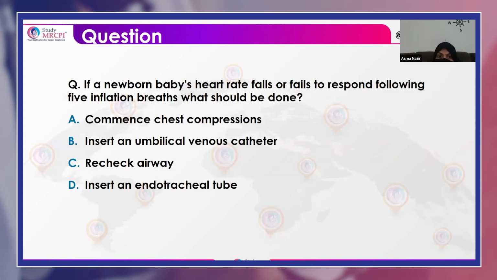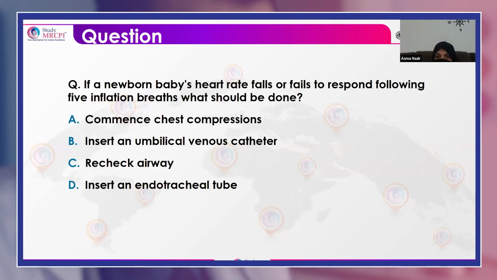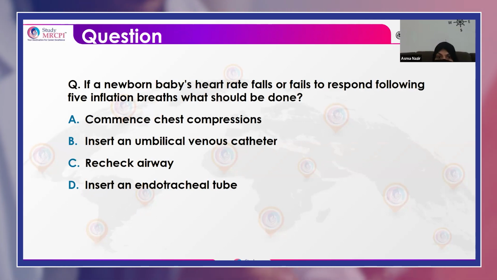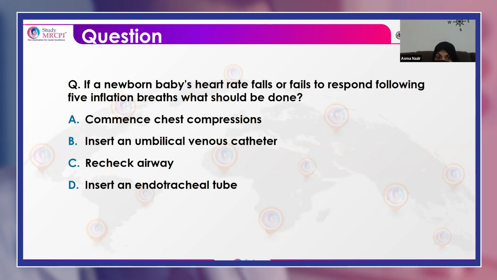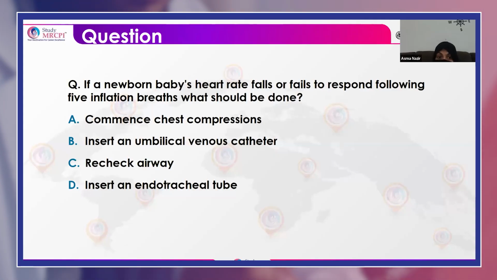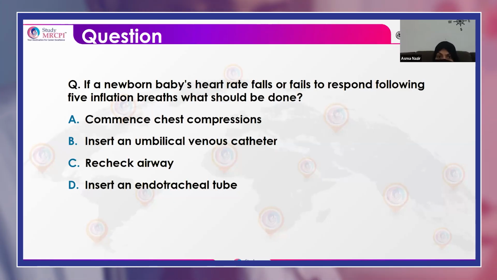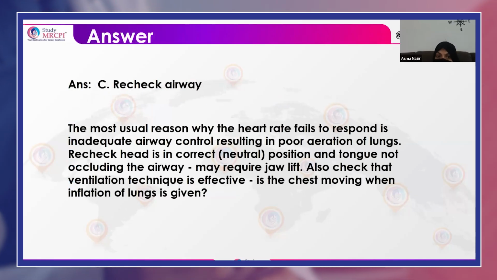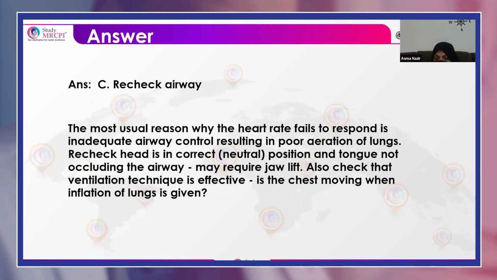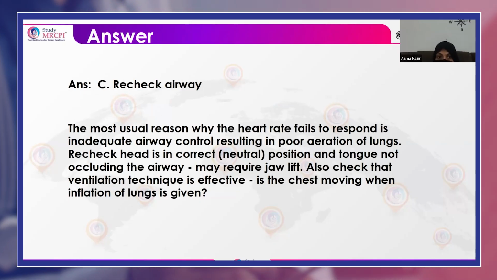Another question: if a newborn baby's heart rate falls or fails to respond following 5 inflation breaths, what should be done? We have to commence chest compressions, insert an umbilical venous catheter, recheck the airway, or insert an endotracheal tube. So whenever this happens, what do we have to do? We have to recheck the airway. Before moving on to the ETT, we have to first recheck the airway.